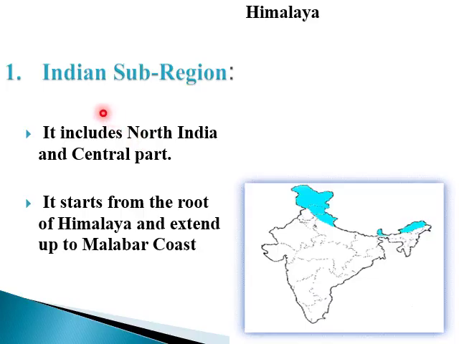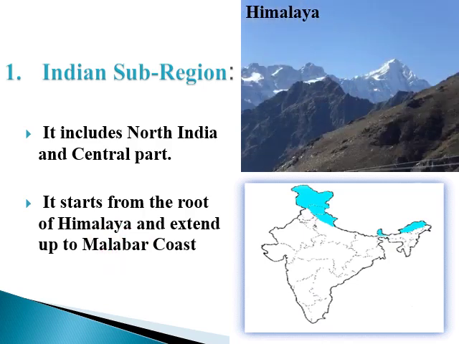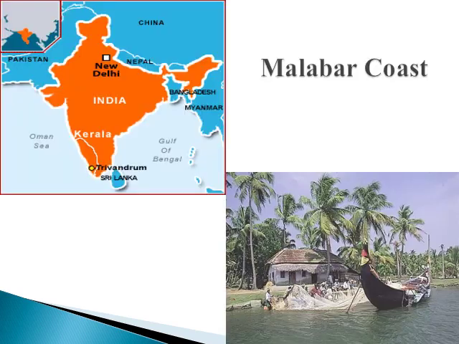Firstly, we are going to discuss the Indian subregion. The Indian subregion basically includes North India and the central part of India. It starts from the root of the Himalaya and extends up to the Malabar coast. Here are the pictures of the Malabar coast.